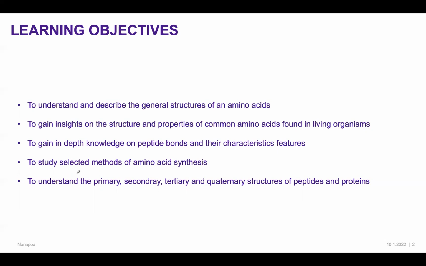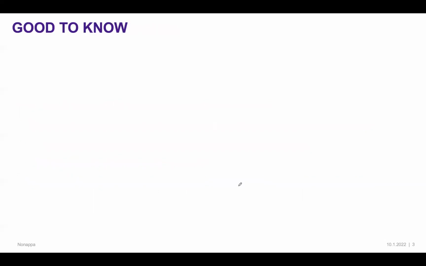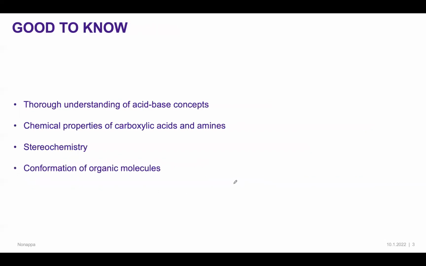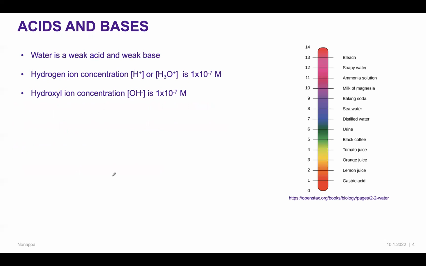We also try to study some of the selected methods of amino acid synthesis. And the ultimate idea is to gain some insights on primary, secondary, tertiary, and quaternary structures of peptides and proteins. It is good to have some thorough understanding of acid-base concepts, chemical properties of carboxylic acids and amines, stereochemistry, and knowledge about conformation of organic molecules.